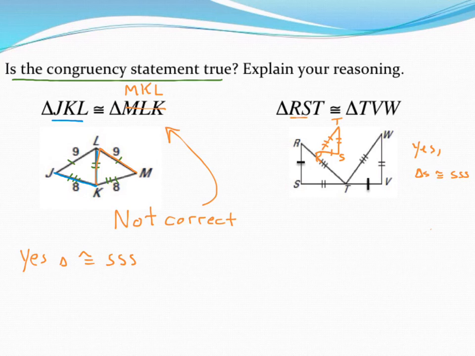So I'm tracing this out as R, S, T. So I'm going R to S to T, and I want to see, is that the same as T to V to W? Yes, that goes in the same order. So this is totally fine. The triangles are congruent, and their statement is written correctly.